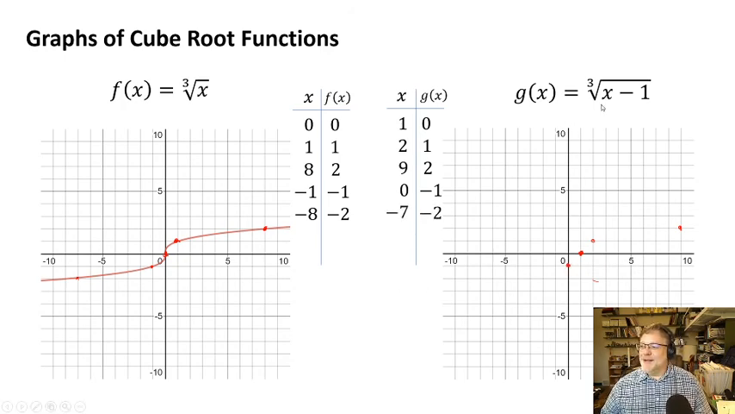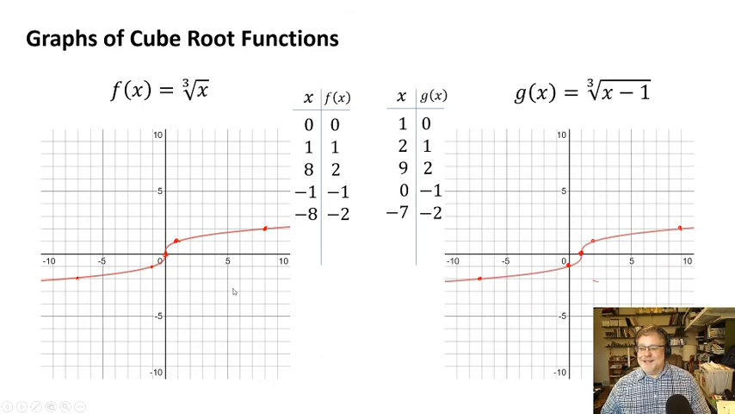And lastly, if I plug in -7, -7 minus 1 is -8. Cube root of -8 is -2. So I have this point here as well. So think about how those points are going to connect together in a very similar shape to what we had over here. In fact, let's ask the question, what's the difference between these two?